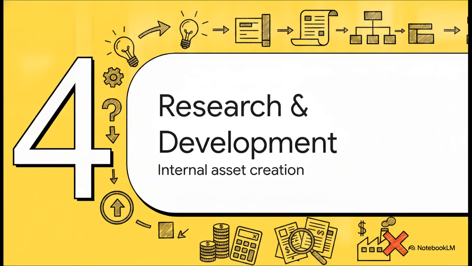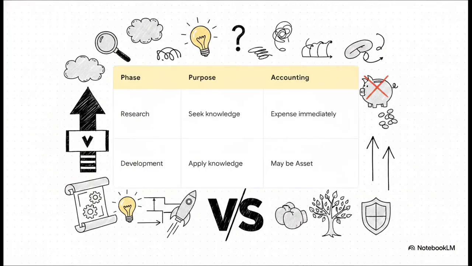Section 4, the research and development phase. This is all about internal asset creation. And man, this is where businesses make some huge accounting mistakes. To get this right, you really have to understand the showdown between research and development. The standard draws a hard line between these two phases. Research, that's all about seeking new knowledge, exploring, brainstorming alternatives. Because it's so incredibly uncertain, research costs are always written off as an expense right away. You just can't capitalize them.